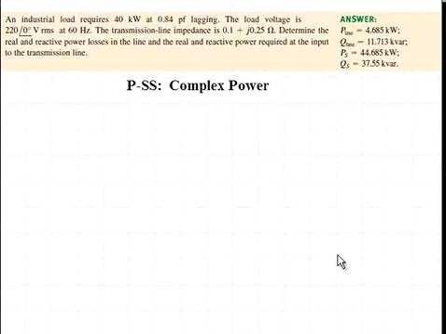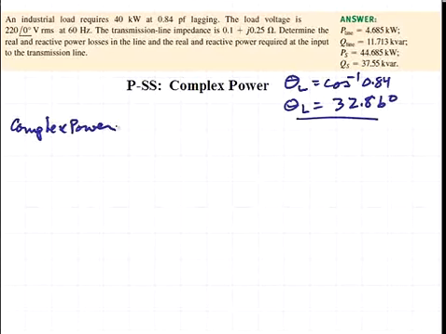And we are to determine the real and reactive power losses in the line and the real and reactive power which must be supplied at the input to the transmission line. With the 0.84 power factor, we can calculate the phase angle at the load. This would be the angle difference between the voltage and the current in the load. This is equal to the inverse cosine of that 0.84 power factor, or theta sub L is equal to 32.86 degrees.